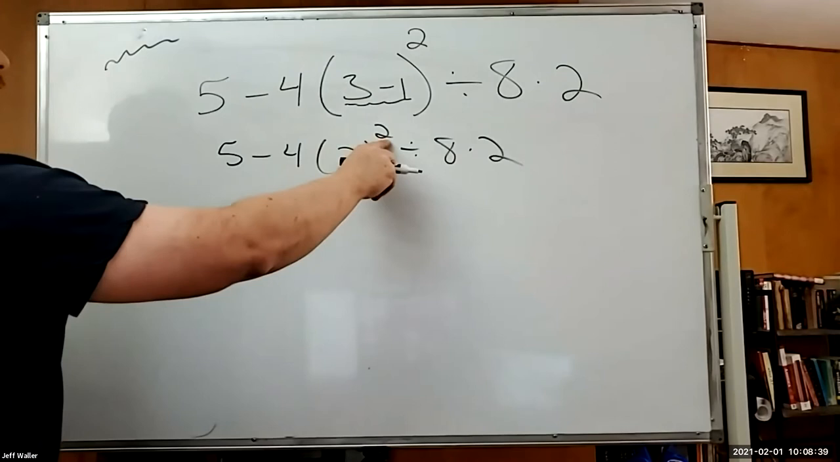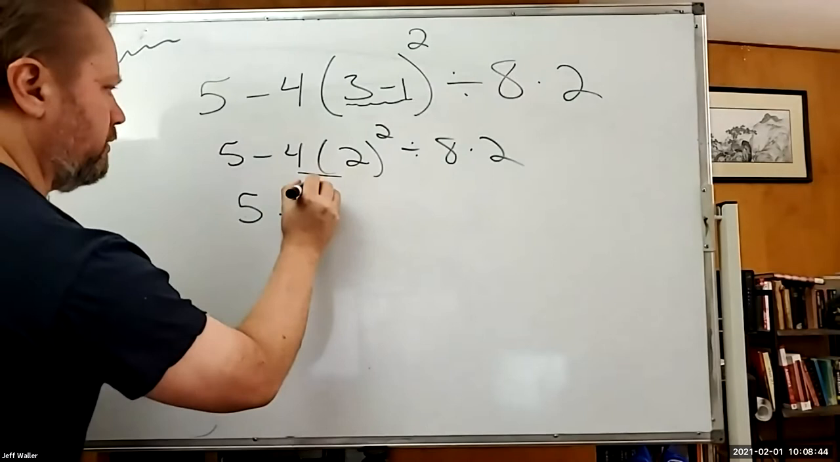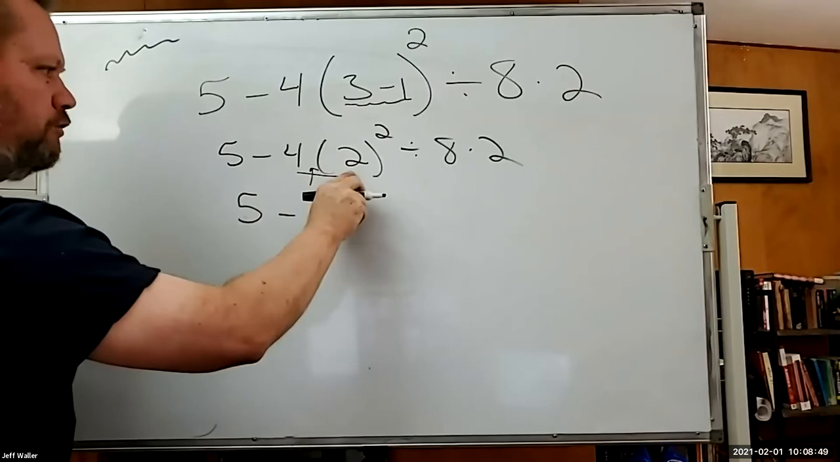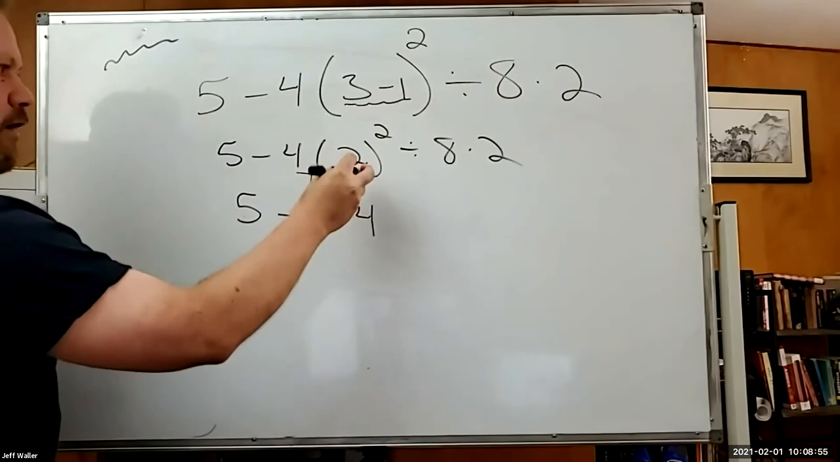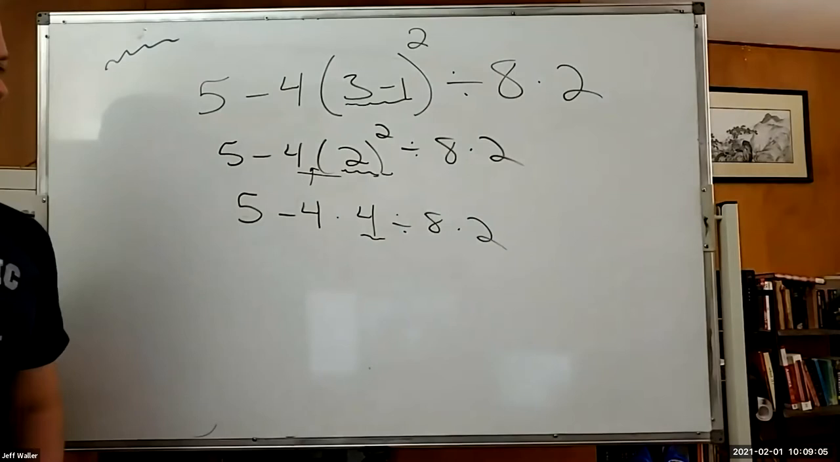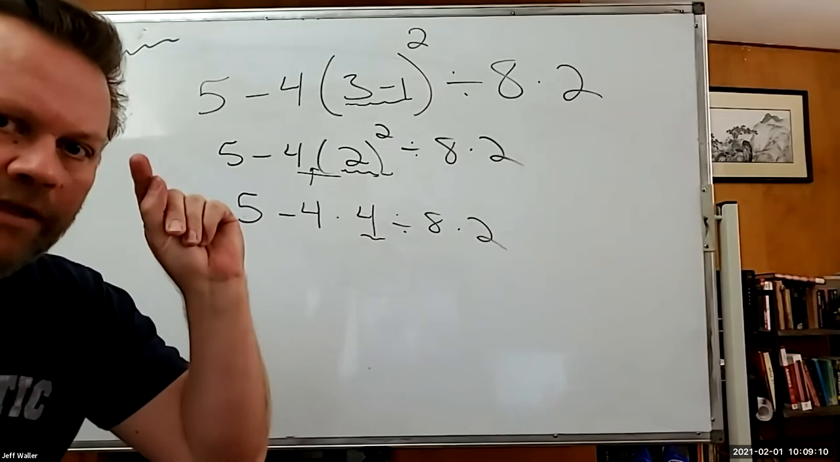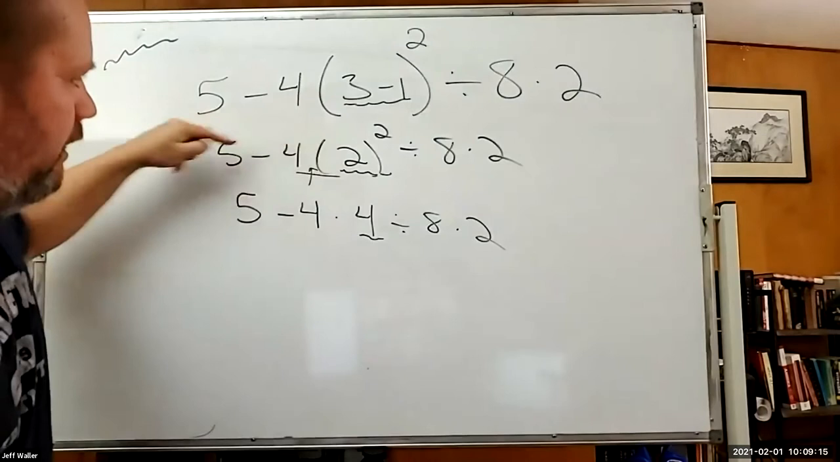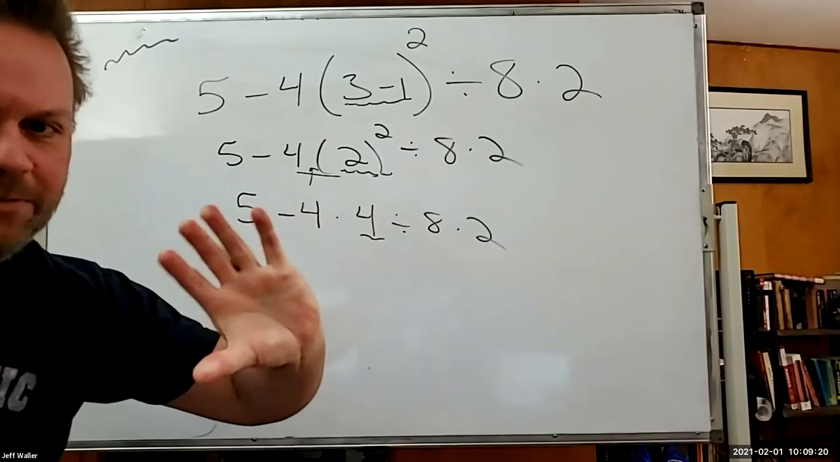Now here's another place where people make a mistake. What is the operation right here? Multiplication. So whatever you do here, this multiplication still has to be true. So 2 squared is 4, and it still says 5 minus 4 times this, and then it's divided by 8 times 2. You guys understand? So the less comfortable you are, the less you should do each step. If you are really uncomfortable, you should do one thing, everything else the same. Don't try to do multiple things at once if you're not that comfortable.